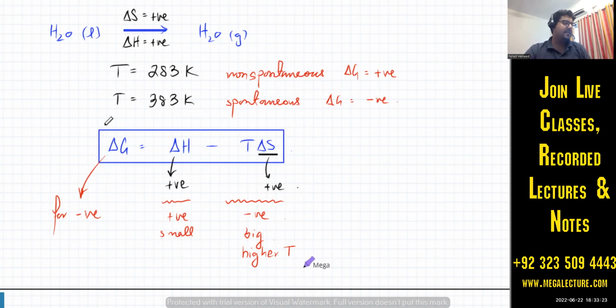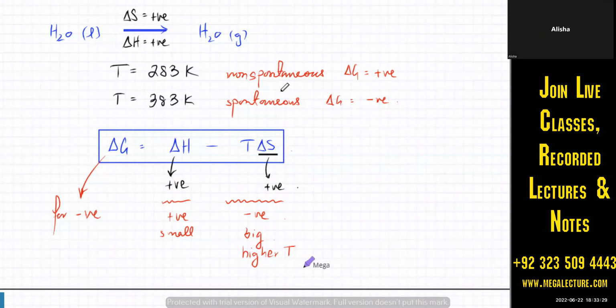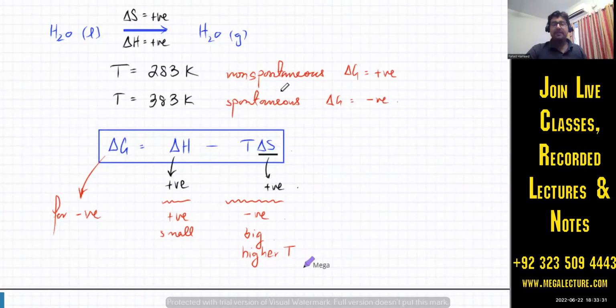Did you understand this? Yes. We're going to practice a lot more. This one is slightly difficult, how to predict whether the reaction is going to be spontaneous or non-spontaneous. But that's just the basic idea. Is this clear? We'll do a lot more questions like this. We'll pick an equation and try to predict whether this reaction is going to happen at a higher temperature or at a lower temperature.